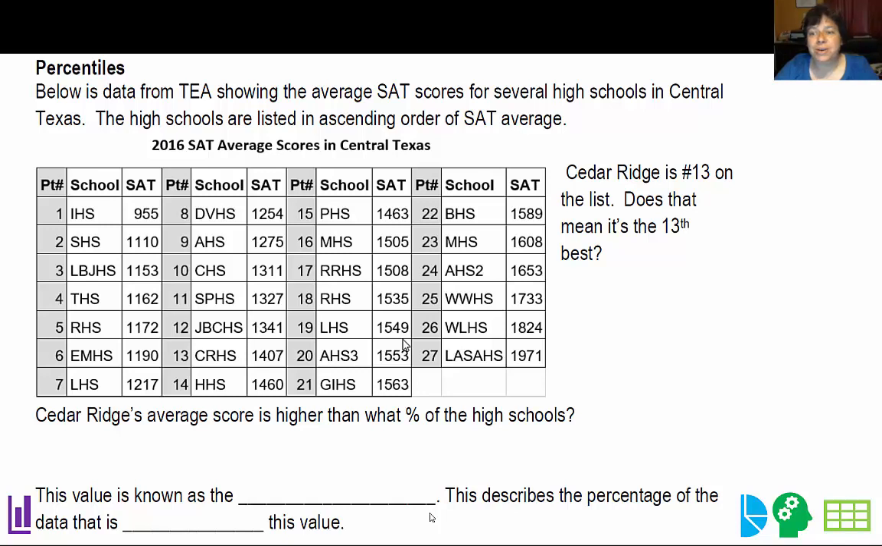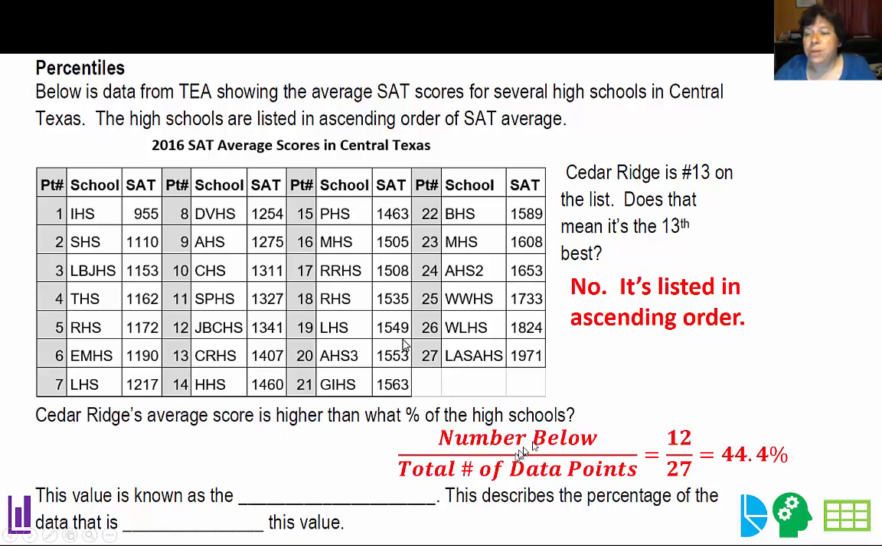Cedar Ridge is number 13 on the list. Does that mean it's the 13th best? Well, no, because you can see these are in ascending order. Now, Cedar Ridge's average is higher than what percent of schools? Well, the number below it, there are 12 schools that have averages below it, and we have the total number of data points I have here. So they have 44.4% of the schools below them.